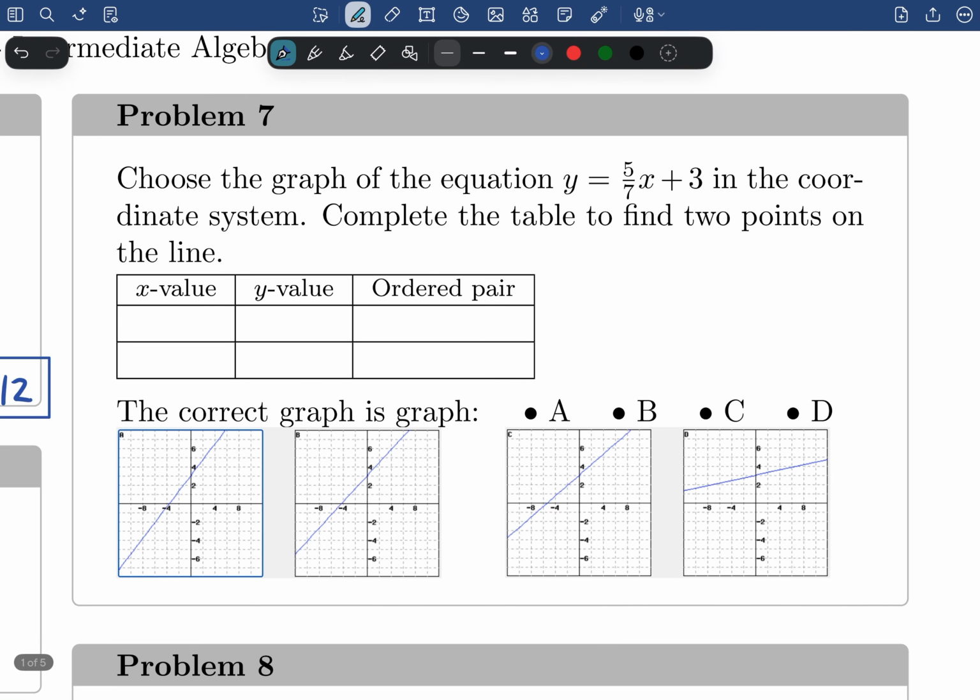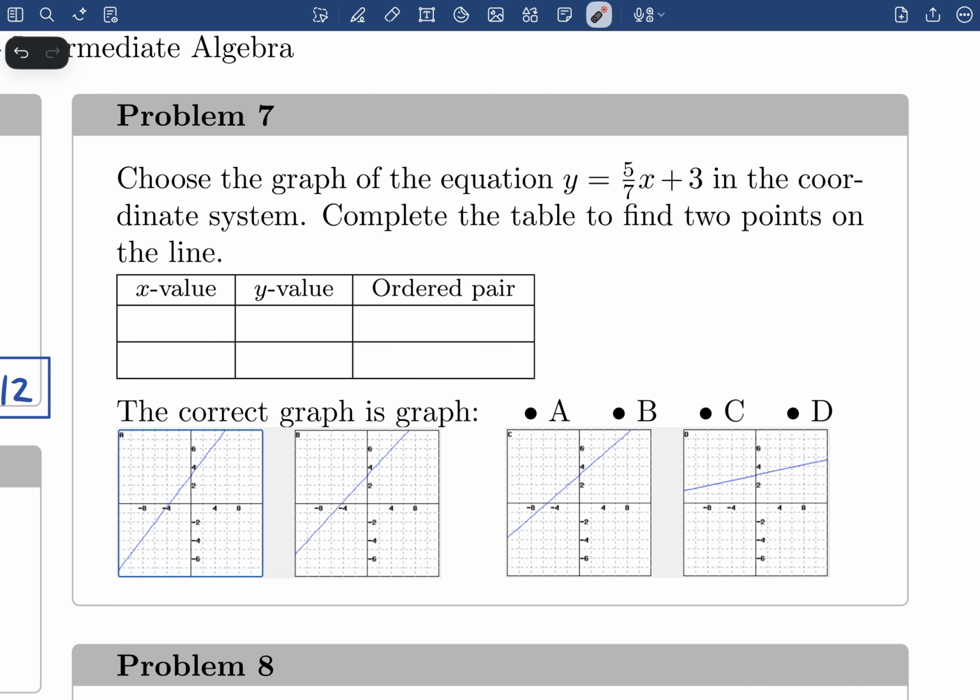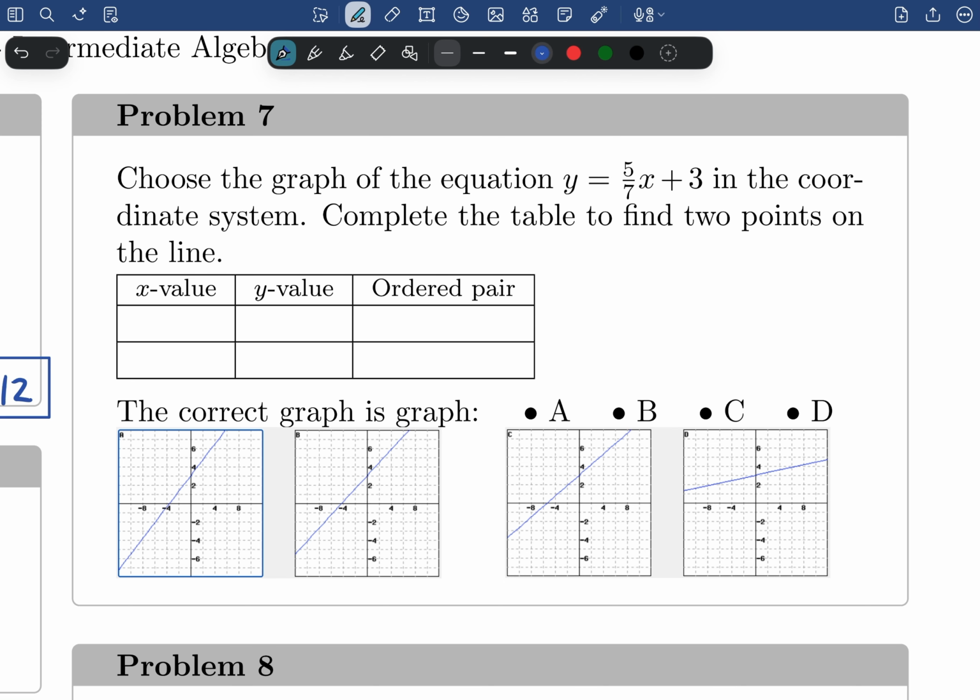Now let's talk about graphing linear equations like we did back in chapter 3. Choose the graph of the equation y equals 5/7 x plus 3 in the coordinate system. Complete the table to find 2 points on that line. You're the one that gets to decide the x values you're going to choose for this table, and then we'll find the y values by plugging the x values into the equation. One great x value to choose is 0, but you're welcome to choose any x value you want to. You might just get ugly fractions if you pick some poor ones.